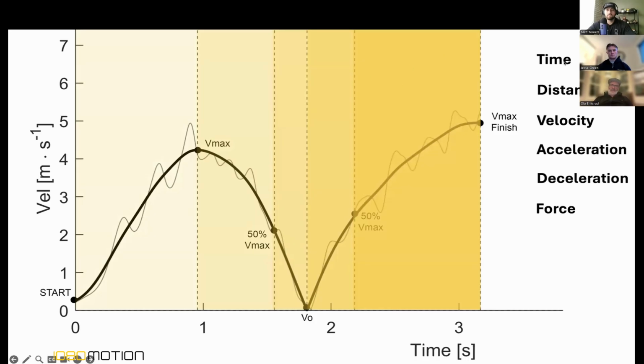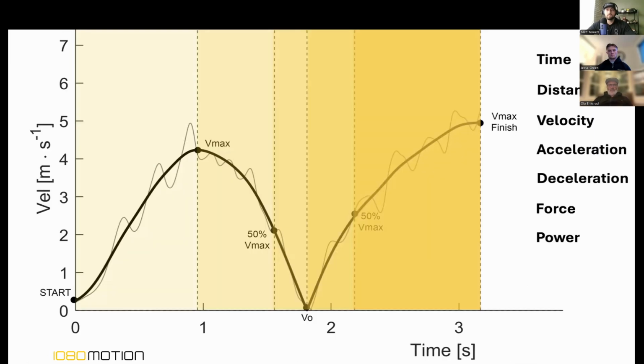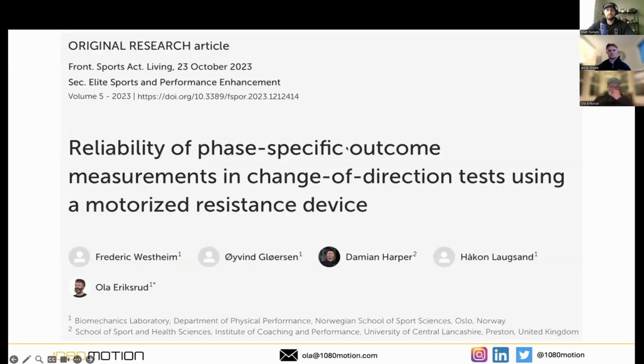So for all these phases, we can look at time, the distance, the velocity, acceleration, deceleration, the forces. And we looked at that for all the different phases. And it turned into quite some extensive tables, which if you look at this, you see some massive tables. And again, it's published, it's open access, you can find it, it's readily available. And you can find reliability of all these phases and all these metrics.